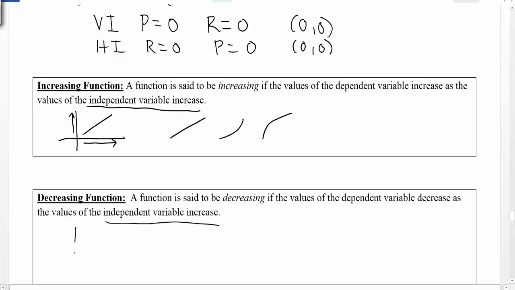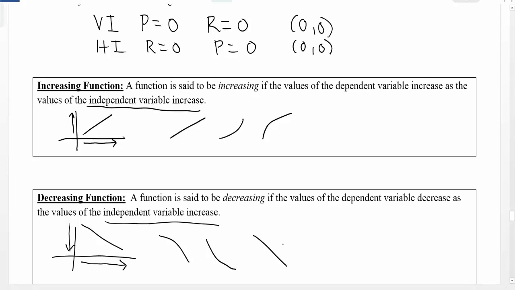So here, let's again look at a picture. Again, we're asking what happens as we move from left to right. And you can see that those y values are going down. So that is a decreasing function. And again, it doesn't have to be linear. There's lots of ways a function can decrease. But the key here is that as the x values get bigger, the y values get smaller. They're going down from left to right. So that's what it means to be a decreasing function.